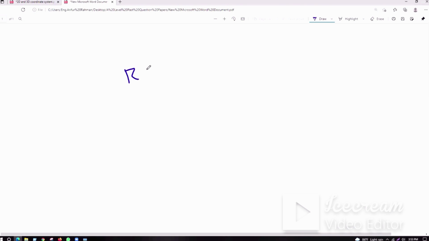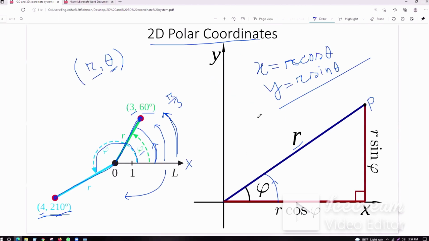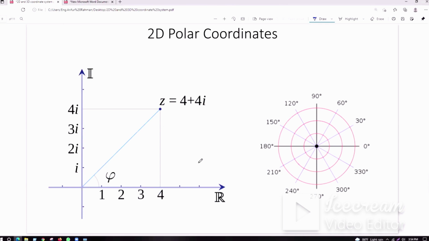If I mention some other relations, you can express the modulus in terms of the rectangular coordinates as the square root of x squared plus y squared, and theta, the argument, is tan inverse of ordinate by abscissa, that is, tan inverse y by x. So you can use these two relations to convert any Cartesian coordinates to polar very easily. Not only that, you can compare the two-dimensional polar coordinates with your complex field concepts.